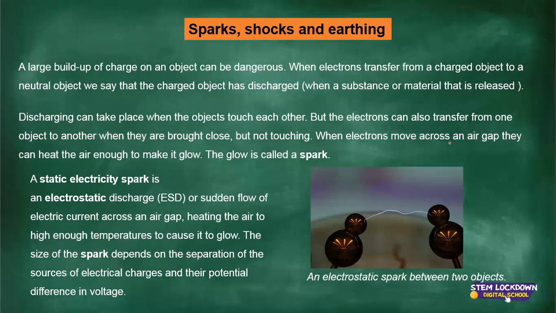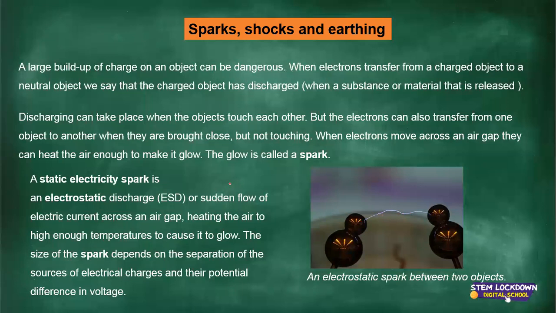And when the electrons cross over this air gap that you see here in the picture, they can take heat. They can heat the air enough to make it glow. So basically, the transfer of the electrons from this object to the other object heats the air and it makes the air glow. And you can see the spark here. So this spark here is actually the air glowing because the electrons have transferred from one object to another. So we call this glow a spark.